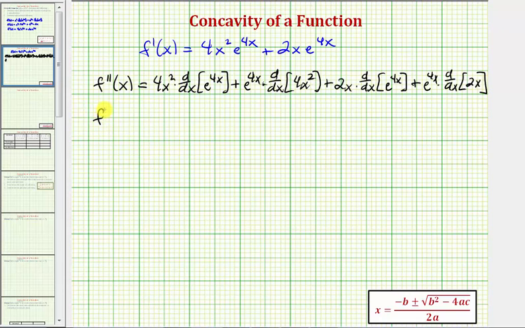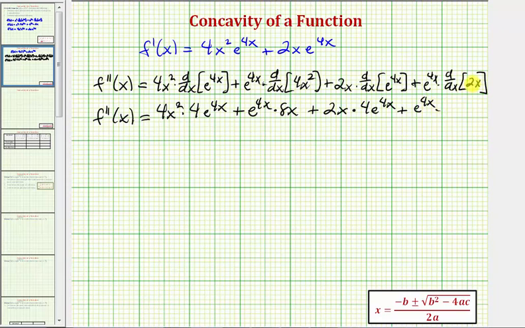So f double prime of x is equal to 4x squared times the derivative of e to the 4x, which is 4 e to the 4x. Then we have plus e to the 4x times the derivative of 4x squared, that'd be 8x, so times 8x, plus 2x times the derivative of e to the 4x, which is 4 e to the 4x, and then plus e to the 4x times the derivative of 2x, which is 2. And now we'll find these products.